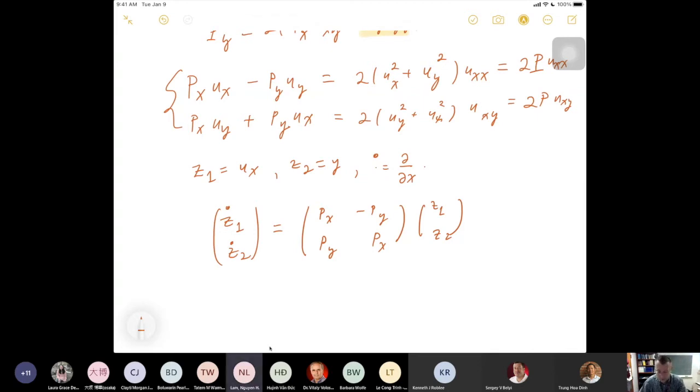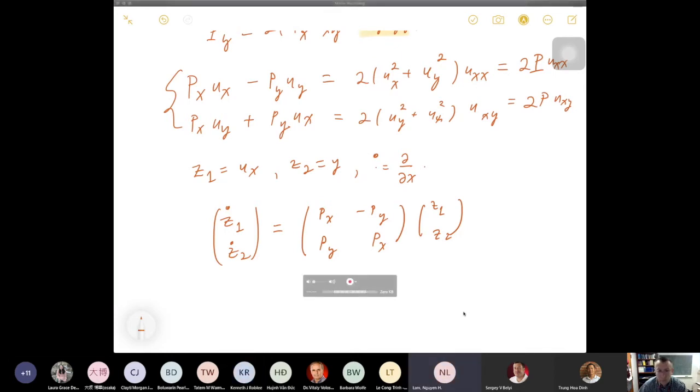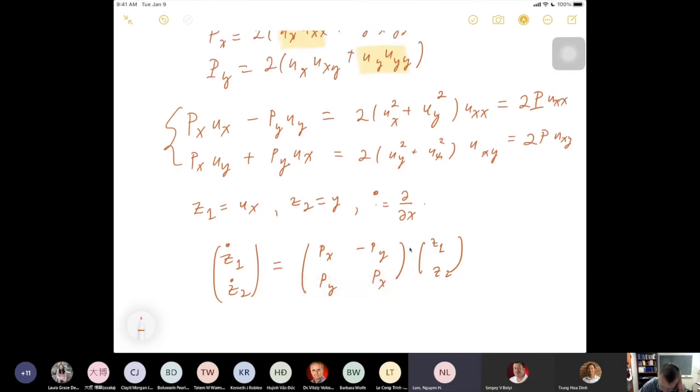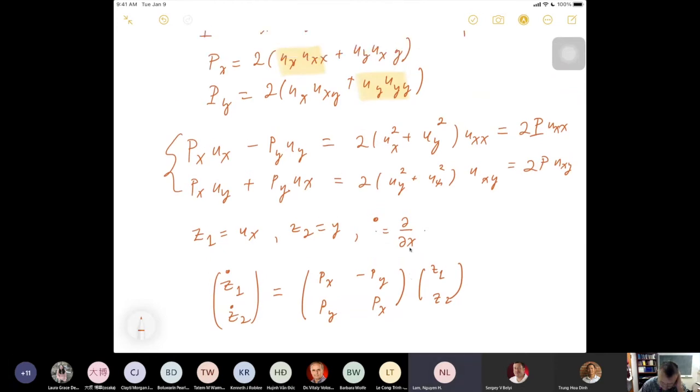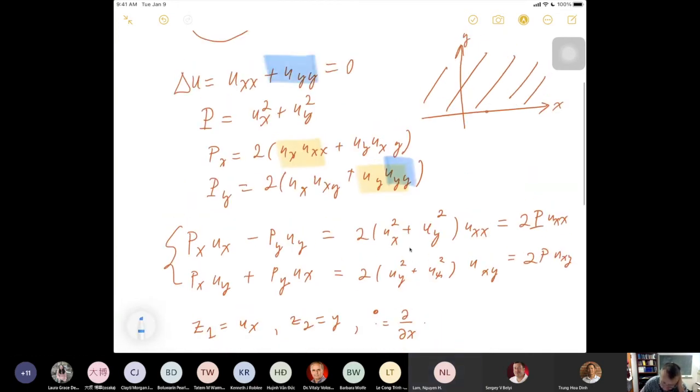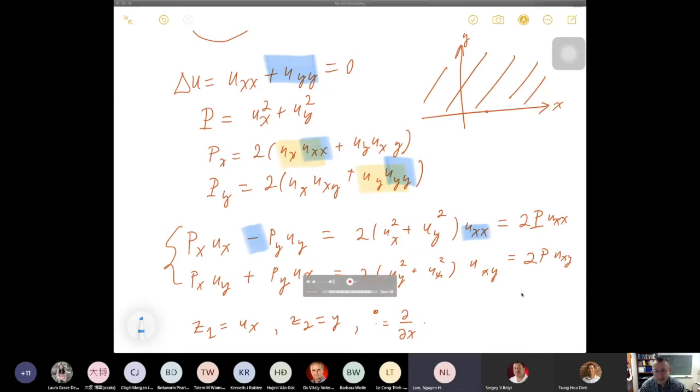So can I have a question? Yeah. So in your first equation, like px ux minus py uy, where is uyy? I think you still have uyy. So uyy, you're referring to this uyy, actually is negative uxx, and since I have the minus here, I can just combine it with this uxx, and it's here actually. I see. That's the reason you have the minus. Okay, I see. Right. Thanks. I'm glad someone is checking.